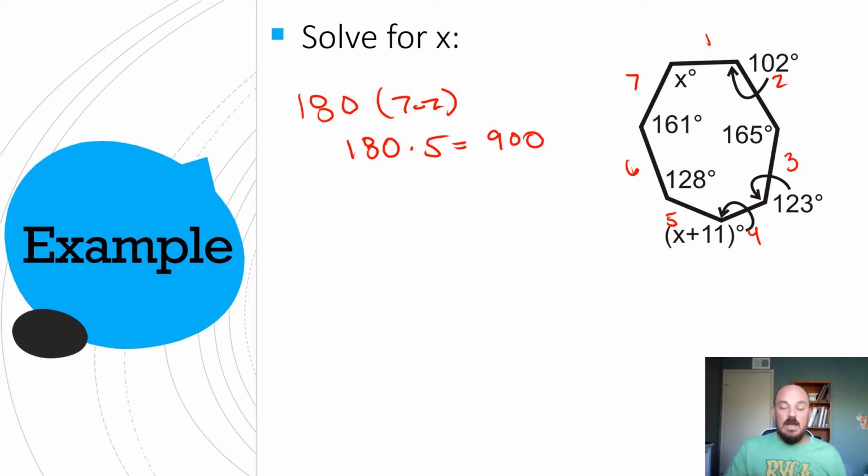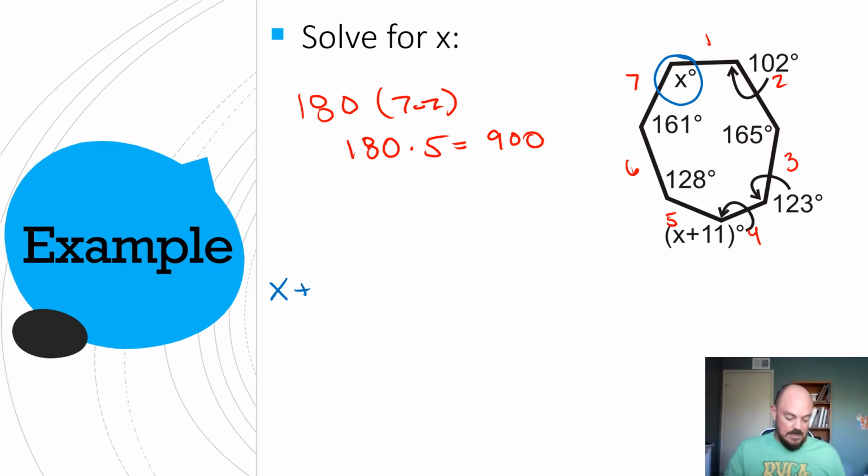All right, now what I'm going to do is set up an equation by taking all 7 of the angles. Remember, if there's 7 sides, there's also 7 angles. I'm going to add them all up, set it equal to 900, and then solve for x. That's going to be the equation I want to solve. So let's do that. And this is how I'm going to do it. I'm going to pick one of the angles to start with. It doesn't matter which one. I'm going to start with this x right here.